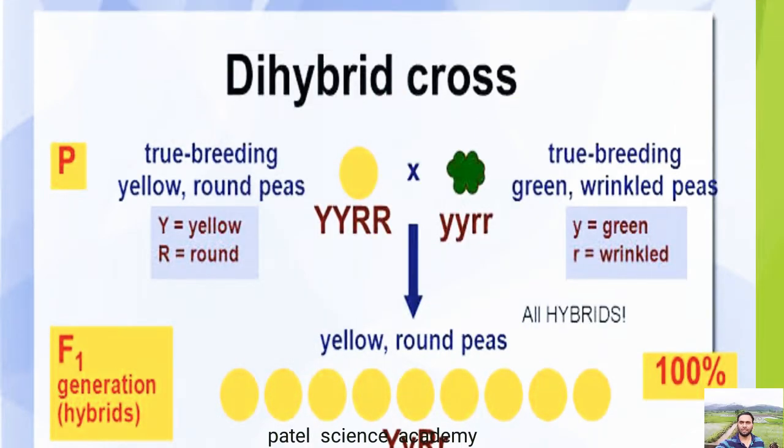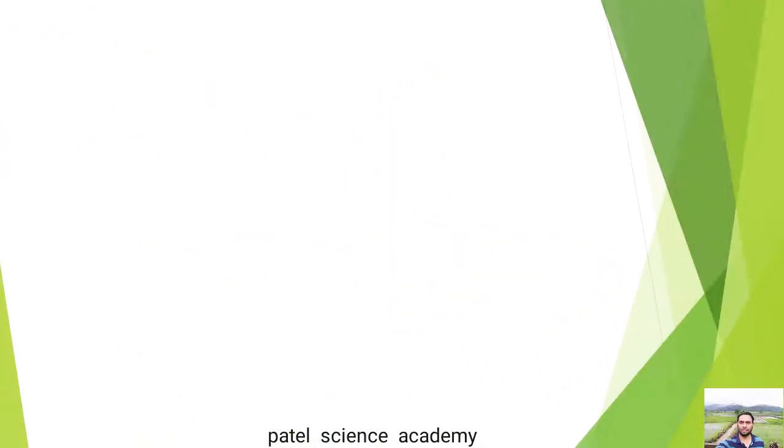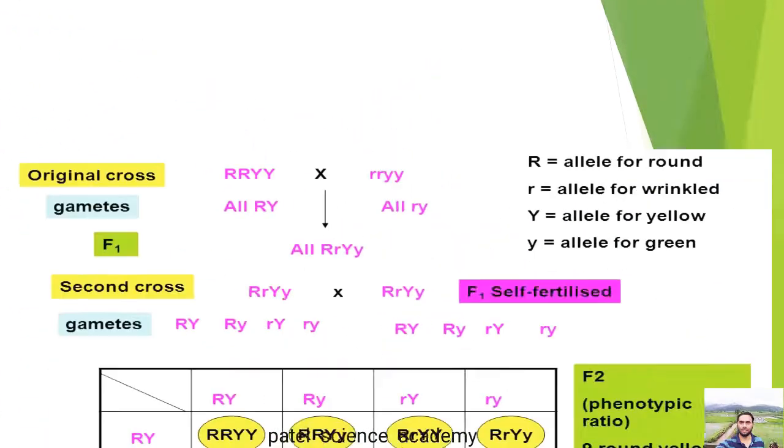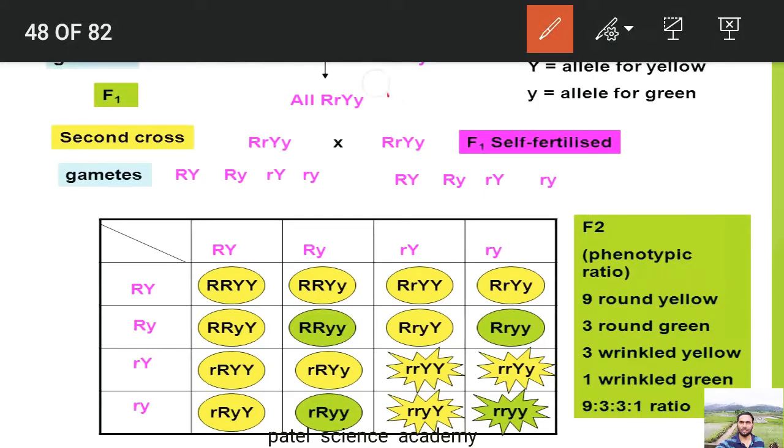Now we'll go for their gamete formation. What will happen when this capital Y, small y, capital R, small r produces gametes? Four types of gametes will be produced. This is the F1 generation, capital Y, small y, capital R, small r, and if they go for selfing, they will make gametes first.